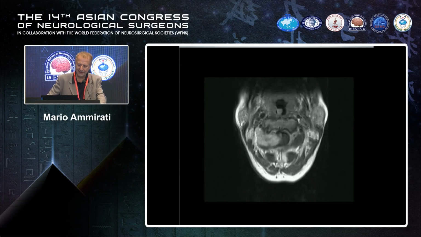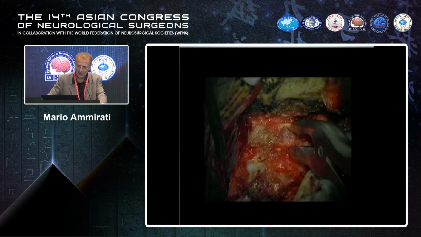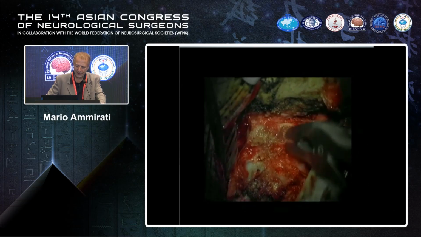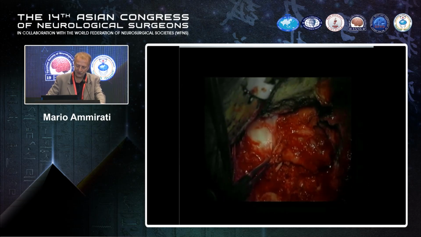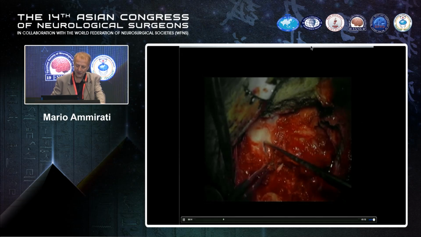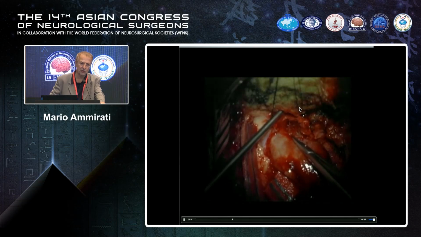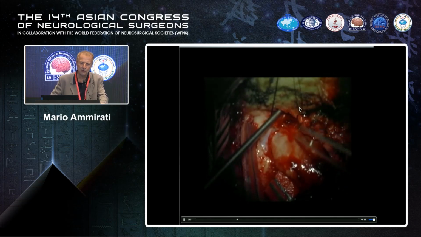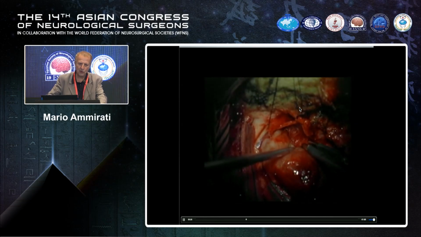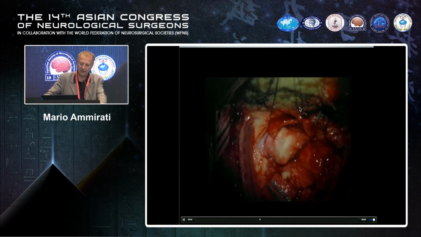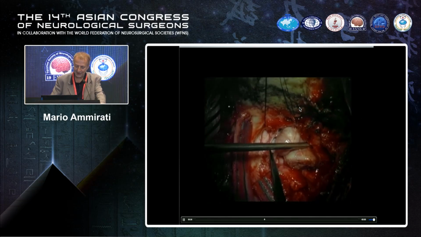So this one here is a schwannoma. It's a very large tumor. The patient is operated on in the semi-sitting position. We are removing here the posterior arch of C2. And the very important thing is that when you expose this tumor, you must remove the horizontal portion of the occipital squama. See, the occipital squama has two portions, a vertical one and a horizontal one. If you don't completely remove the horizontal portion, then you have a lot of bone that prevents you from seeing the tumor and from approaching it.